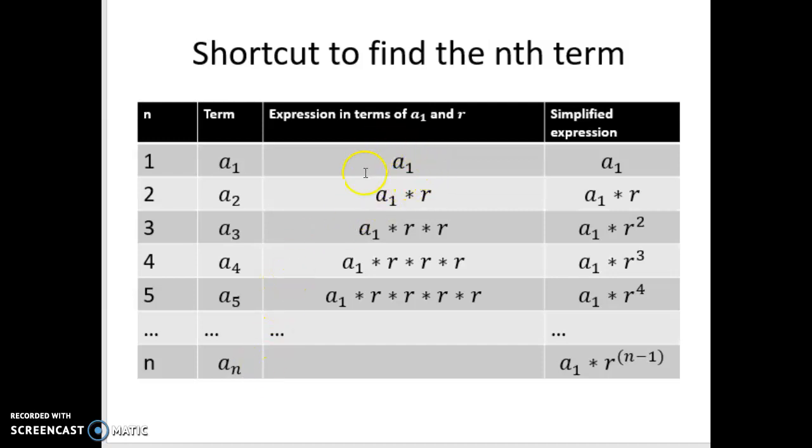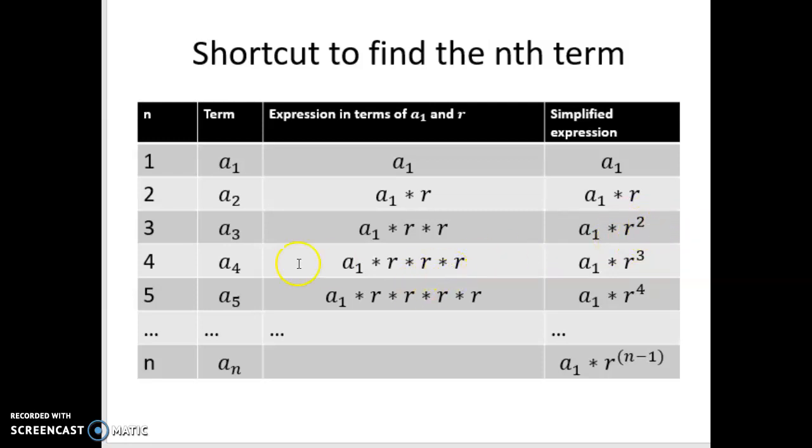The first term is always just the first term, whatever it happens to be, a sub 1, so there's nothing to do there. But to get the second term, we're multiplying the first term by some common ratio r. So we have a sub 1 times r. And to get the third term, we multiply by r again. So we've multiplied by r twice so far. So I could simplify this expression using an exponent. Instead of r times r, we can write that as r to the second power.